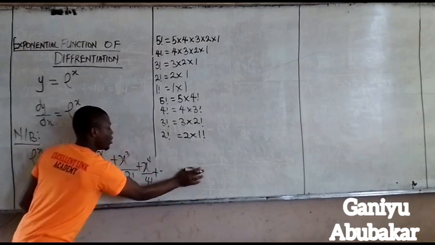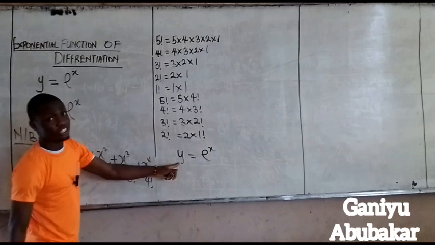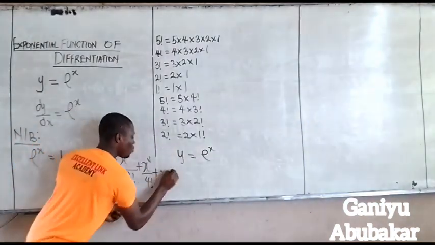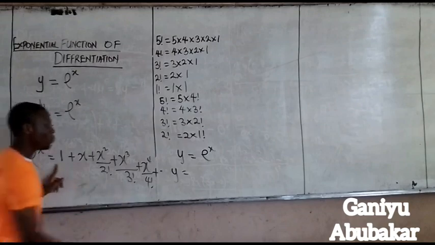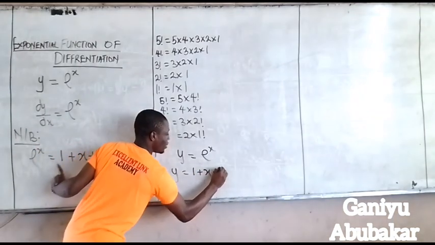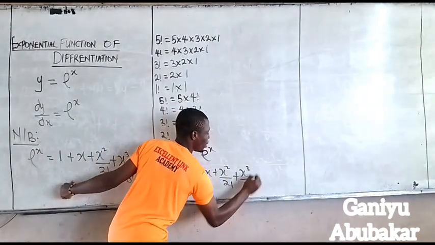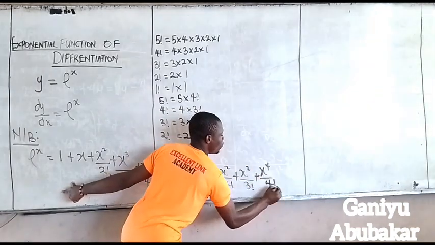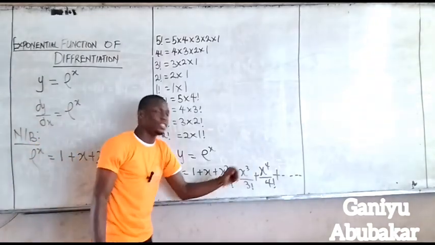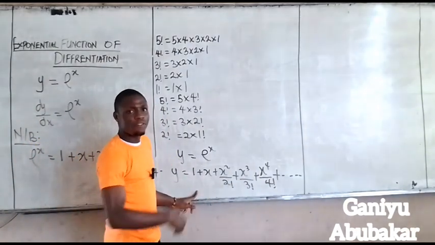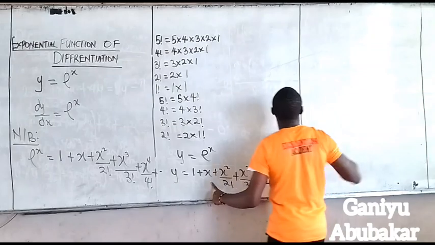Okay, now let's prove this concept. We said, let's say I'm given y equal to exponential x, and I'm going to differentiate this. The real value for this is 1 plus x, plus x squared over 2 factorial, plus x cubed over 3 factorial, plus x to the power 4 over 4 factorial, plus it continues. Let's say y is equal to this and I'm going to differentiate it with respect to x.